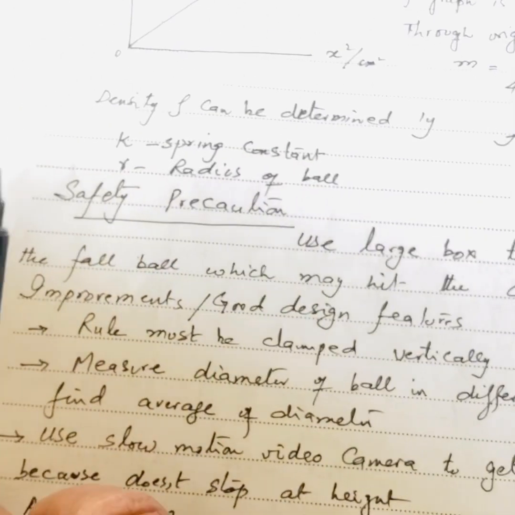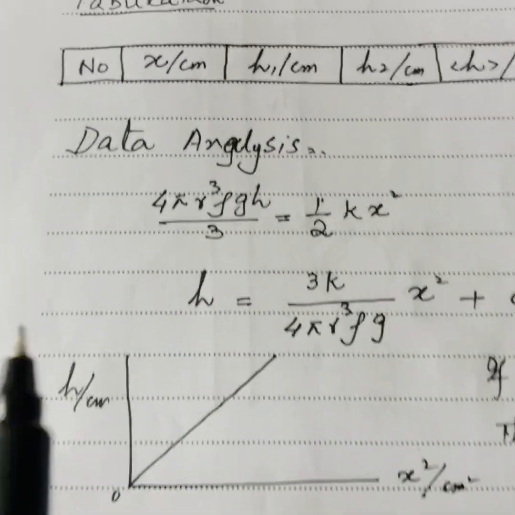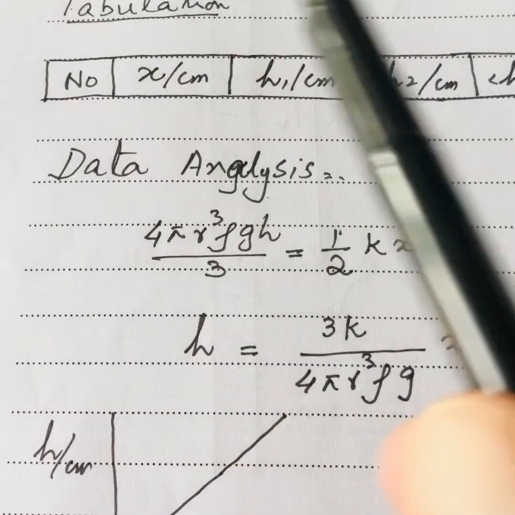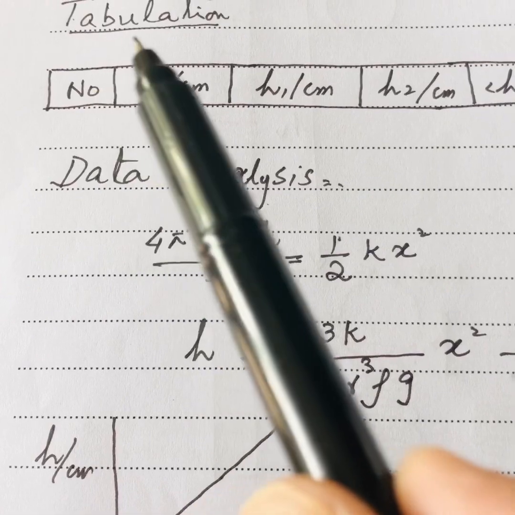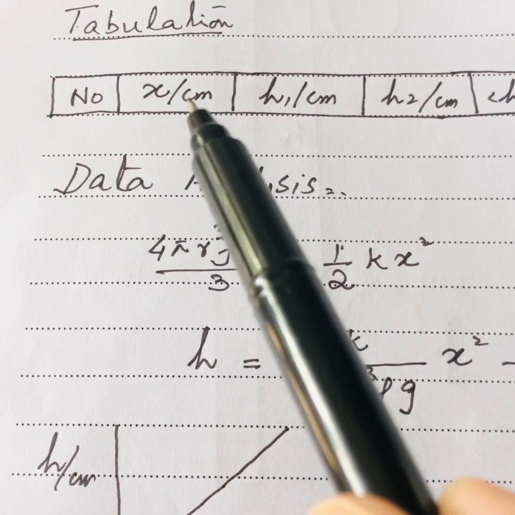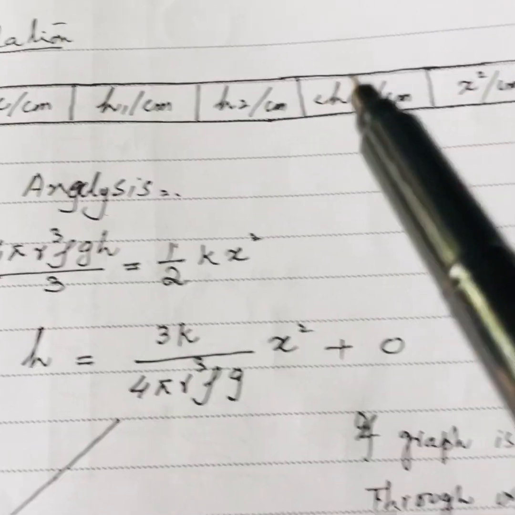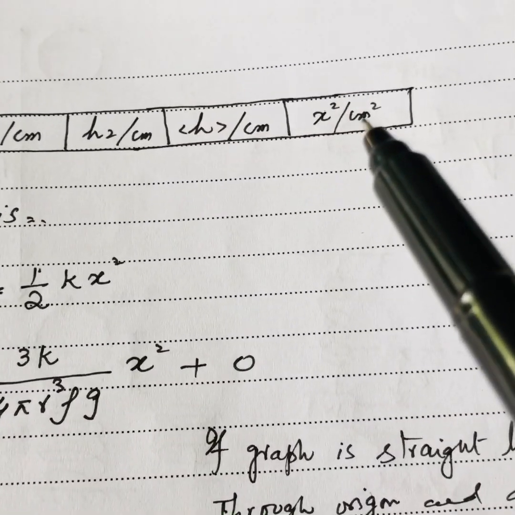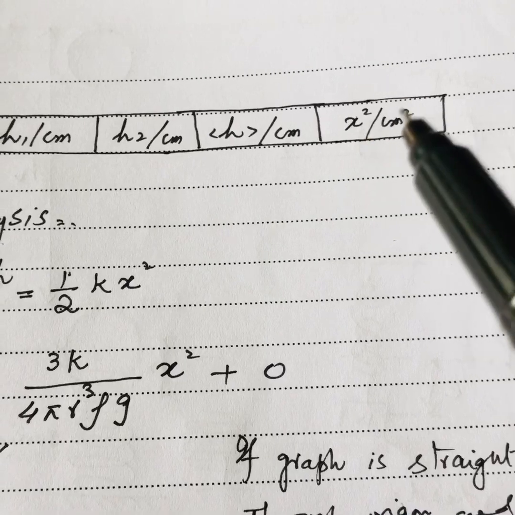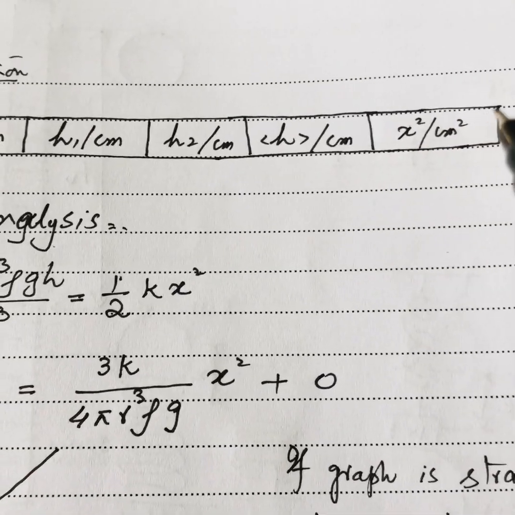Okay, next, after this procedure, we have to write the tabulation. First, the number of observations, then compression X, then ball heights H1, then H2 in centimeters, H average, and then we have to write X squared in centimeter squared, right?